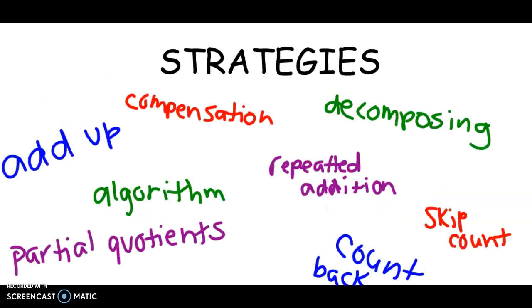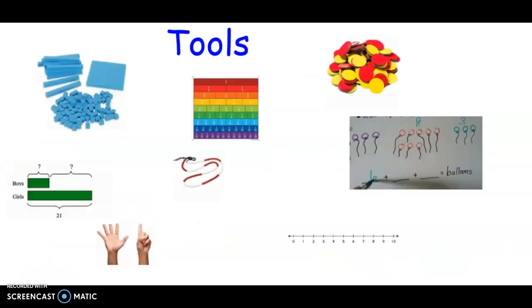When we talk about strategies, we are referring to the method used to solve: decomposing, compensation, add on, subtract back, partial products, partial quotients, or algorithms. This is how the problem was solved. On the flip side, a tool is what is used to model that work. Counters, base 10 blocks, number lines, area models, or drawings are simply how students showed what strategy they used. These can be concrete physical tools or pictures of them drawn on their paper.